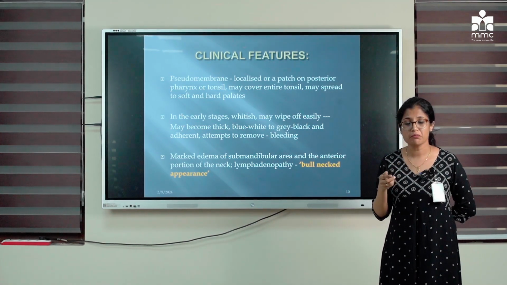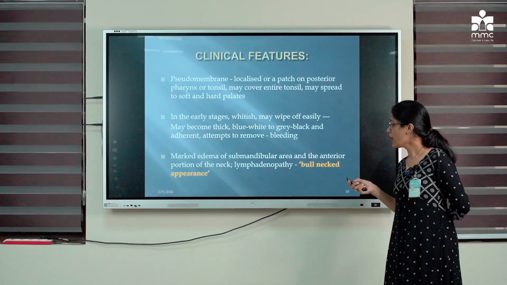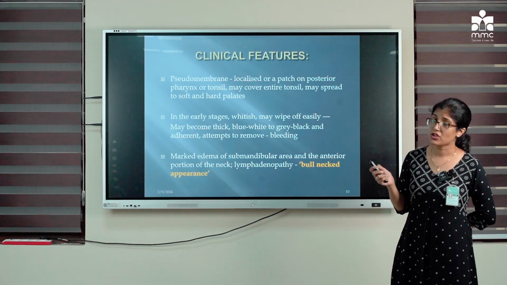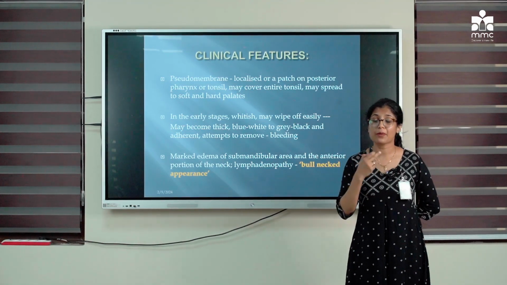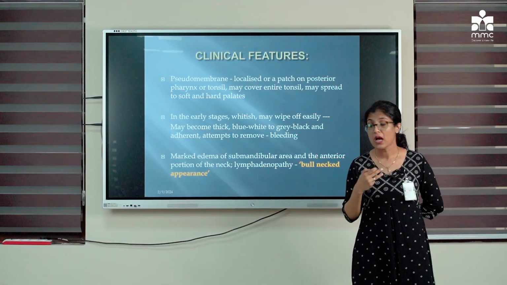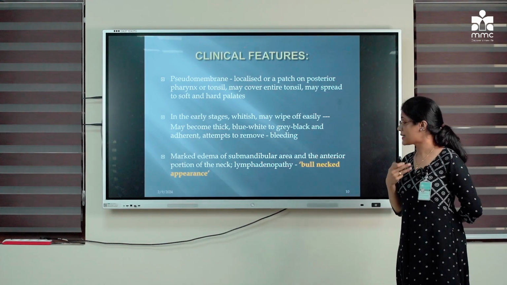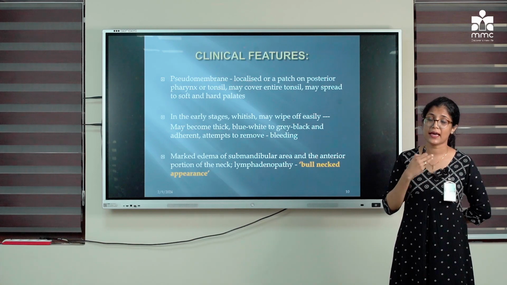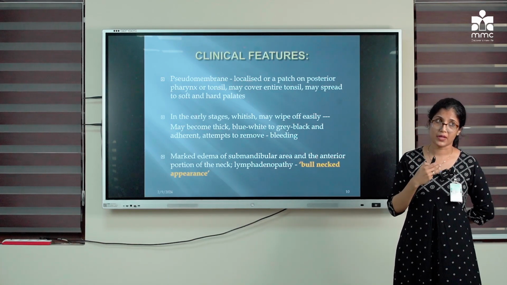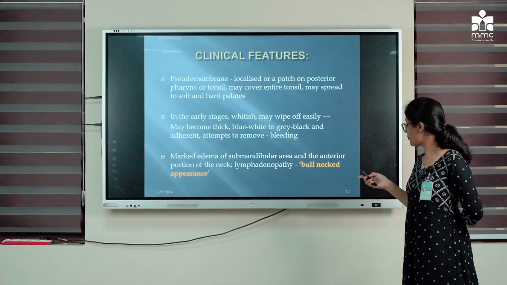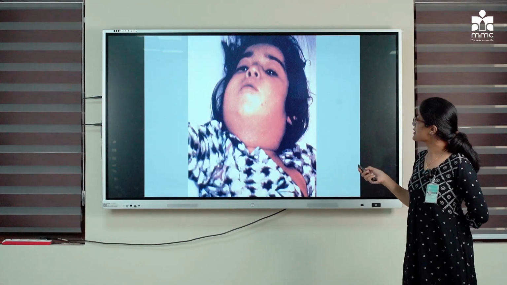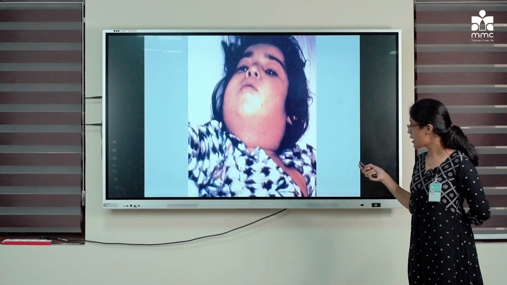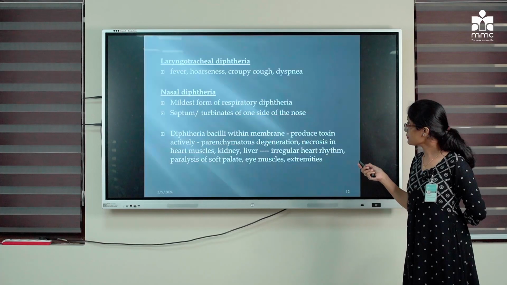and trying to remove it may result in bleeding. Another very characteristic feature is the marked edema of the submandibular area as well as the anterior portion of the neck. And there is lymphadenopathy, which can result in the characteristic bull neck appearance in diphtheria. This is a photo which shows the bull neck appearance in this particular child.